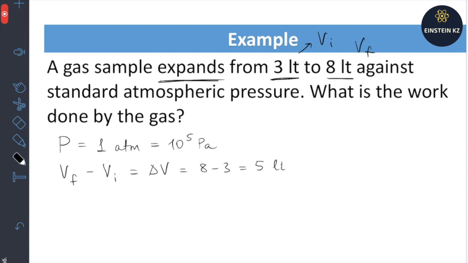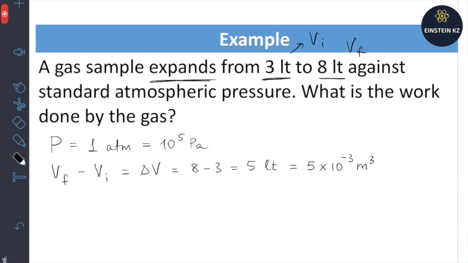Okay, 5 liters. And here in volume, we have to convert this into cubic meters. So 5 liters will be equal to 5 times 10 to the power of minus 3 cubic meters. So when we have pressure in pascals and volume in cubic meters, we can just multiply it. So by the formula, work equals P delta V.